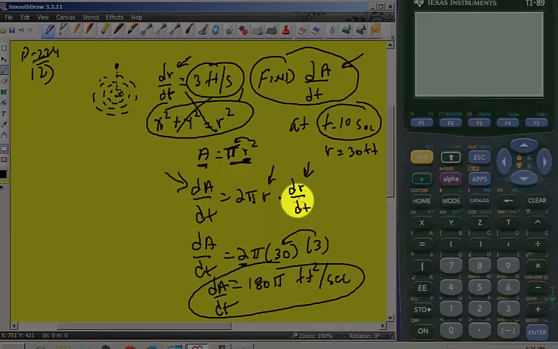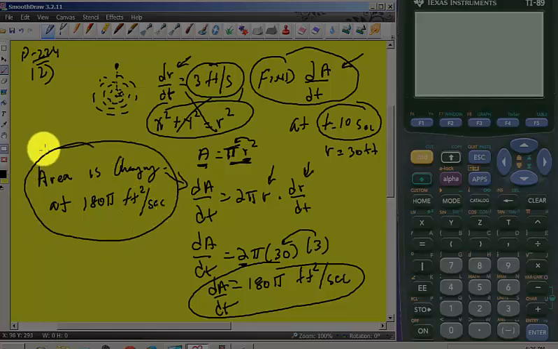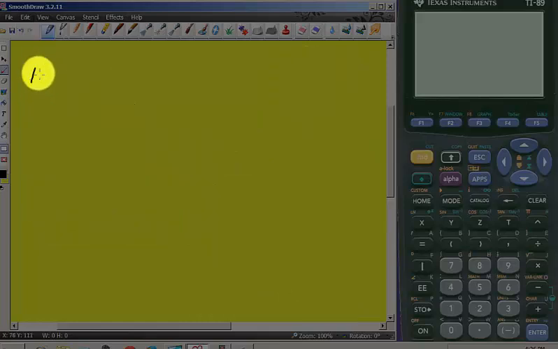You always have to end all word problems with a short sentence. So you say: the area is changing at 180 pi feet squared per second. And that's it. That's all your short sentences. Alright, let's do one more. Let's do 17, and then tomorrow we'll get to the hard ones.